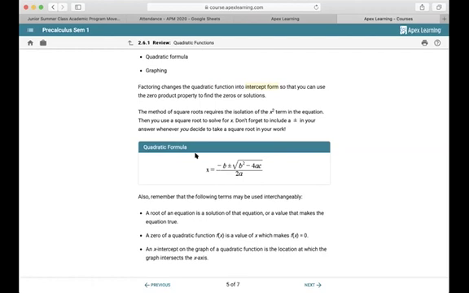All right, same thing with the quadratic formula. You've got to remember this right here. You've got the positive version of this and the negative version. So you've got to make sure you carry both of those out.